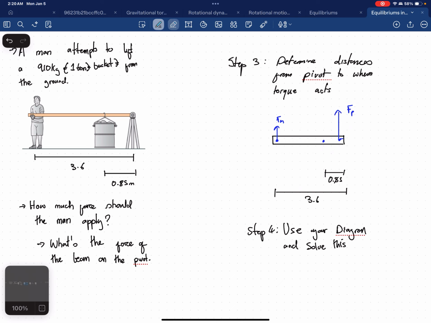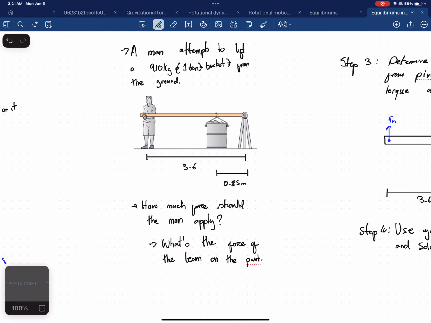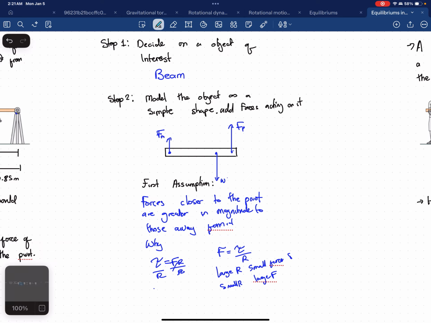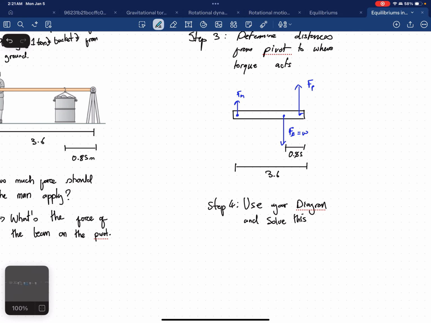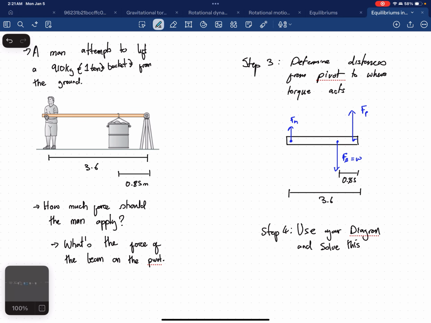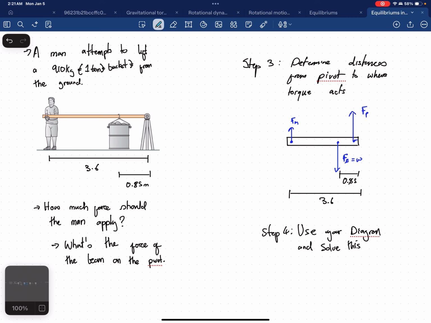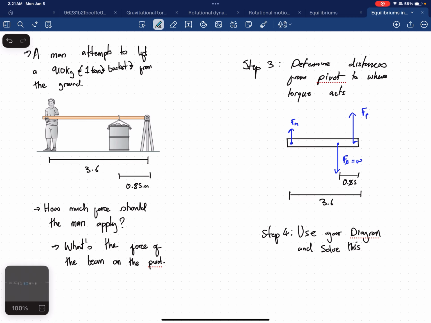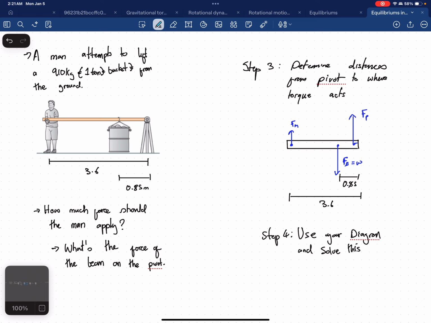The size of the vectors matters in your AP exam, so I'm trying to be a bit more conscious of that. I know I called that weight on the other side, but this really equals weight at the same time, so don't worry about the confusion in notation. I call this weight here, but its name is F_B, and it's equal to the weight formula. So anyway, step 3, determine the distances from the pivot to where the torque acts.